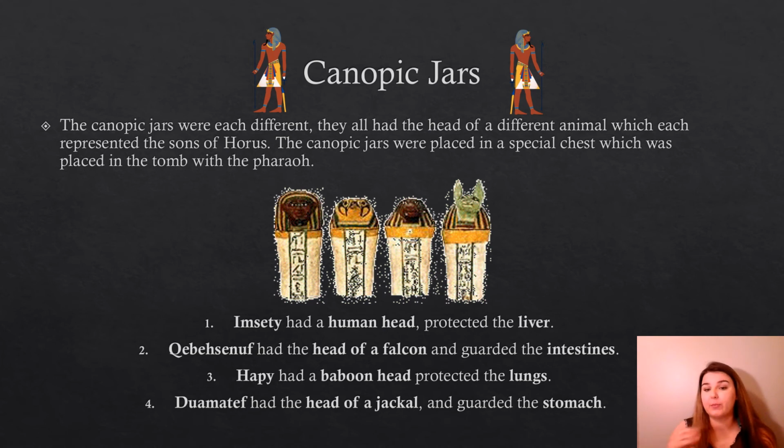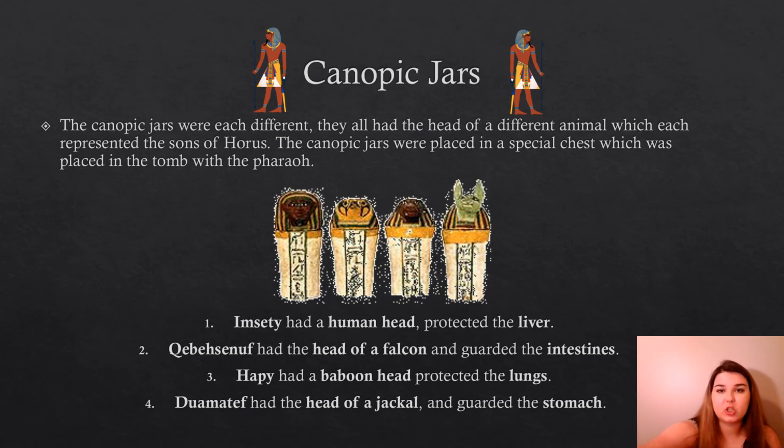So there are typically 4 canopic jars, and I've been practicing the pronunciations of these, but they're pretty difficult to pronounce. So the first one you have is Imsati. Imsati has the head of a human, and it housed the liver. Next canopic jar, we have Qebehsenuef, which had a head of a falcon, and it guarded the intestines. The next canopic jar we have is Hapi. Hapi was a head of a baboon and it housed the lungs. The next canopic jar we have is Duamutef, which is the head of a jackal and it protected the stomach.